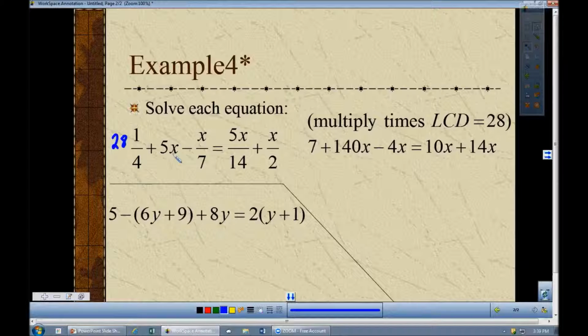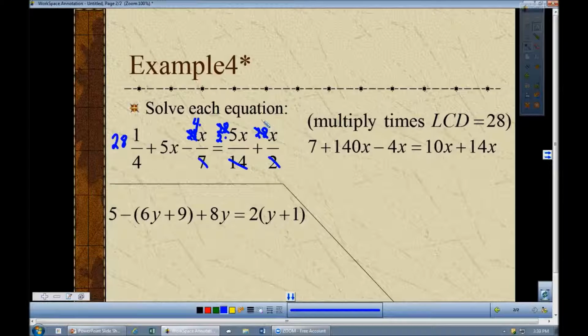28 times 5x gives me the 140x. Now, what about this? The 28 times x over 7. When these 28 and 7 get together, they're going to cancel out and become a 4. So I only multiply 4 times x. On the other side of the equation, when I multiply times 28, the 28 and 14 will reduce. So I only wind up having to multiply 2 times 5. When I multiply x over 2 times 28, the 28 and the 2 cancel, and so I really only have to multiply 14 times x.